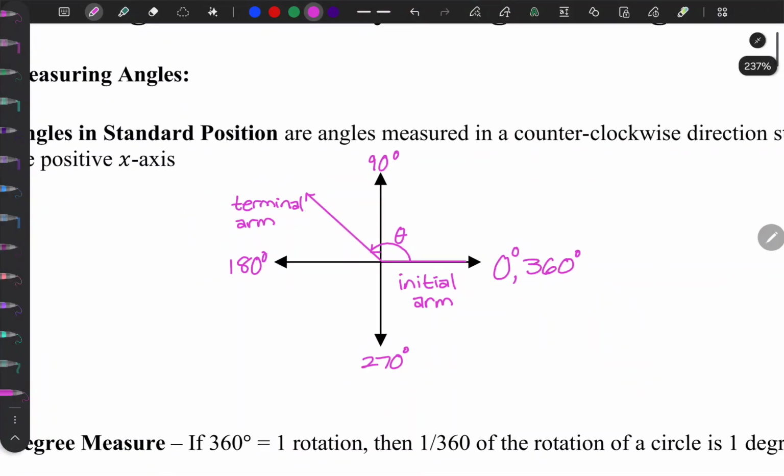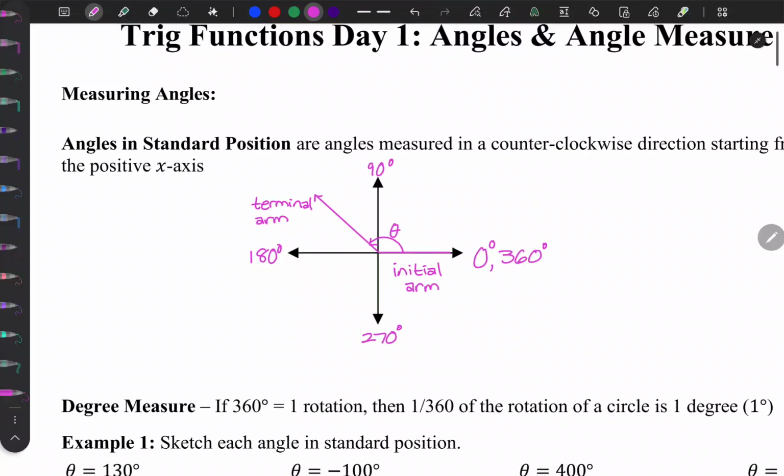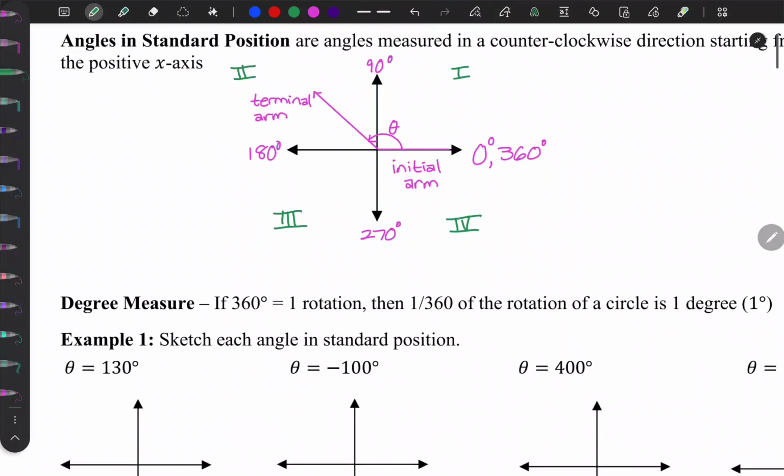So this gives us an idea of where to put our different angles. We always start at the positive x-axis and we go counterclockwise for a positive angle. Let's just quickly rename these quadrants as well. This is quadrant 1, quadrant 2, quadrant 3, and quadrant 4. And we did this in pre-calculus 11 using degree measure, where one full rotation is 360 degrees, or 1 degree is 1 out of 360 of the rotation of a circle.